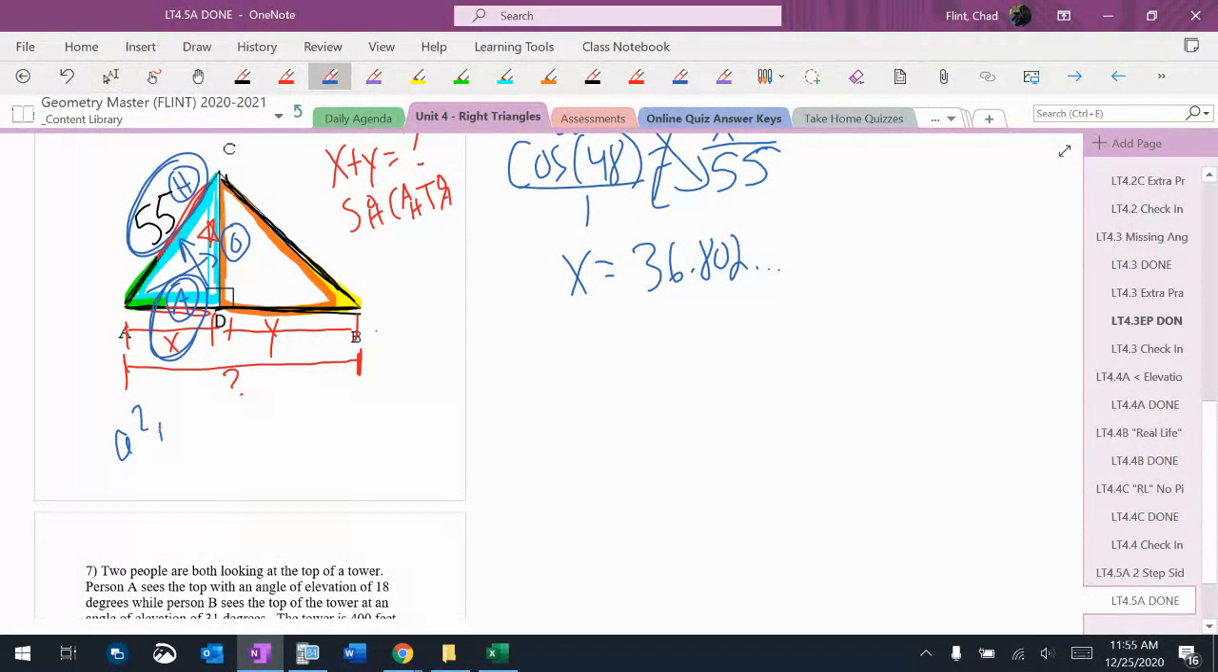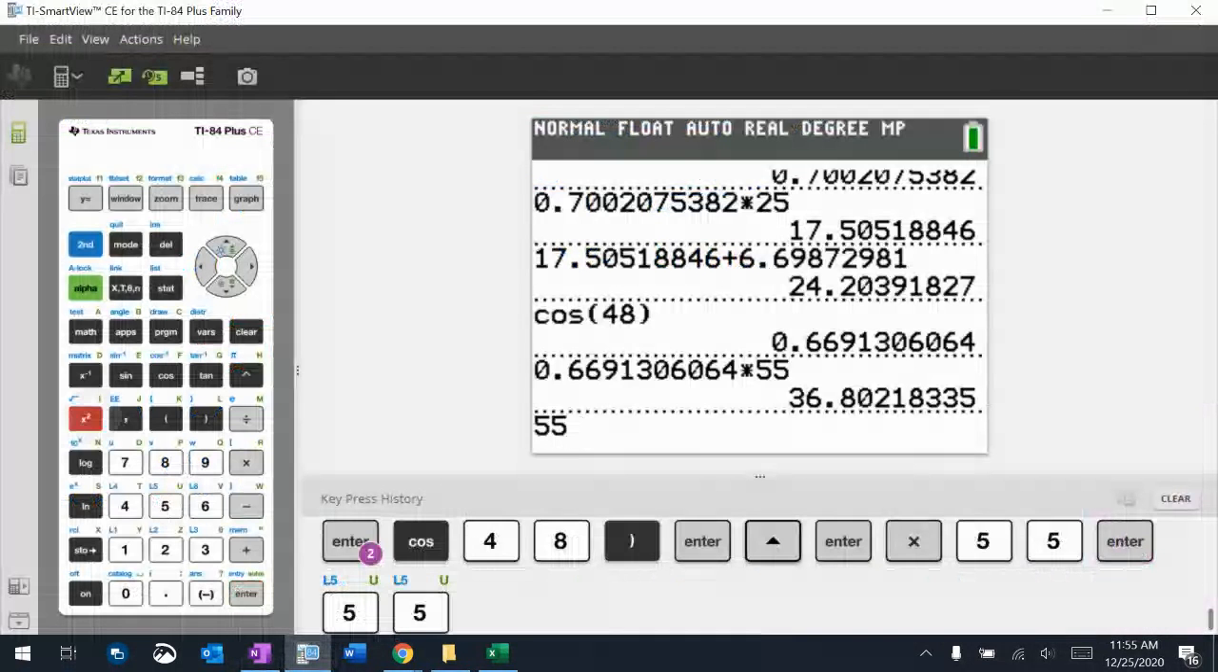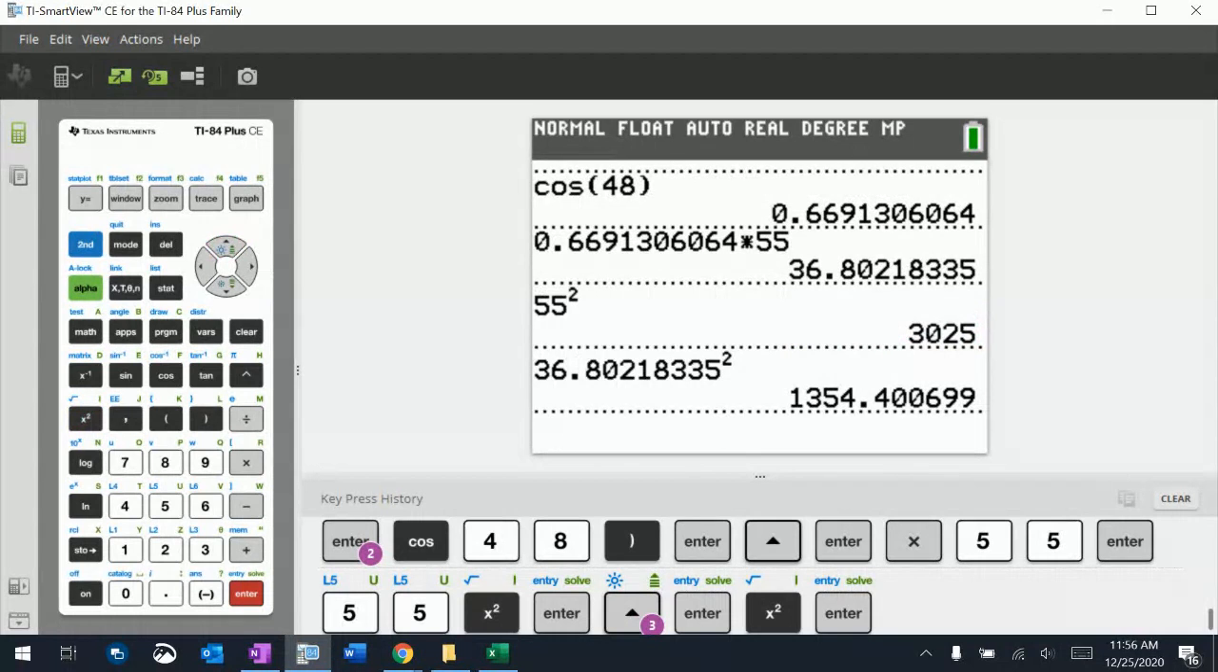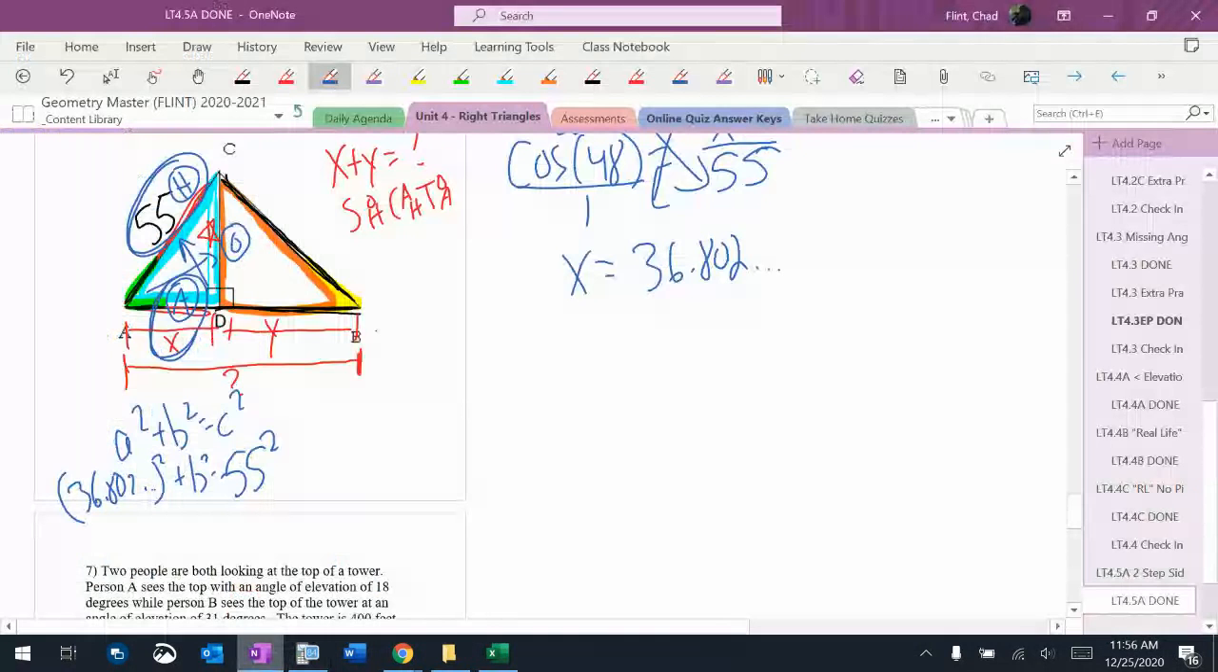So I'm going to do a Pythagorean theorem, because I want to get that missing side of the blue triangle so that I know all the sides. So 36.80 and so on, squared, plus b squared equals 55 squared, which is 3025. This takes careful math. Squaring this gives me 1354.4 and so on, plus b squared equals 3025.